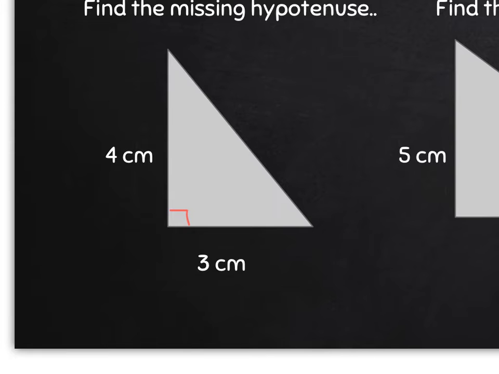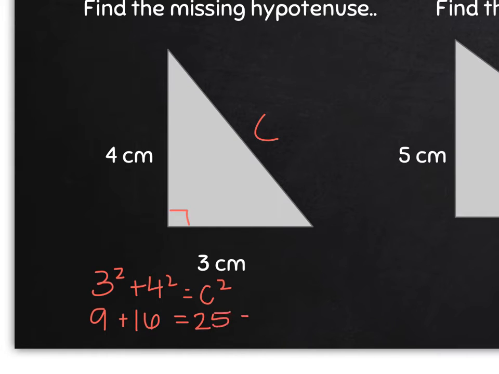I know my two legs, so I'm starting with my formula. 3 squared plus 4 squared equals C squared, which means that 9 plus 16, which equals 25, equals C squared. When I take the square root, I get that C equals 5 centimeters.